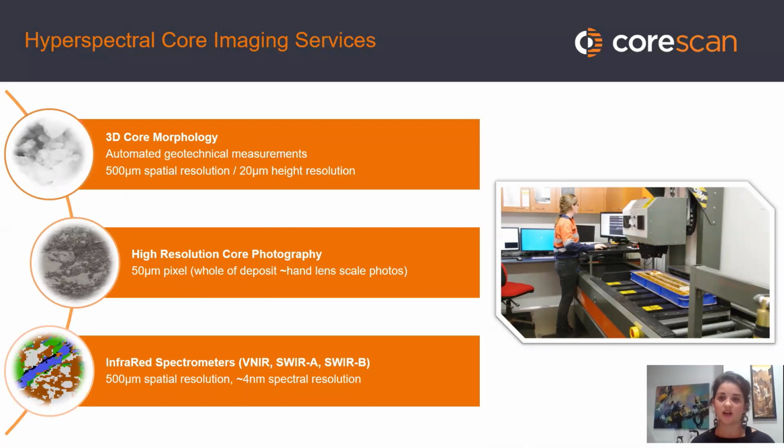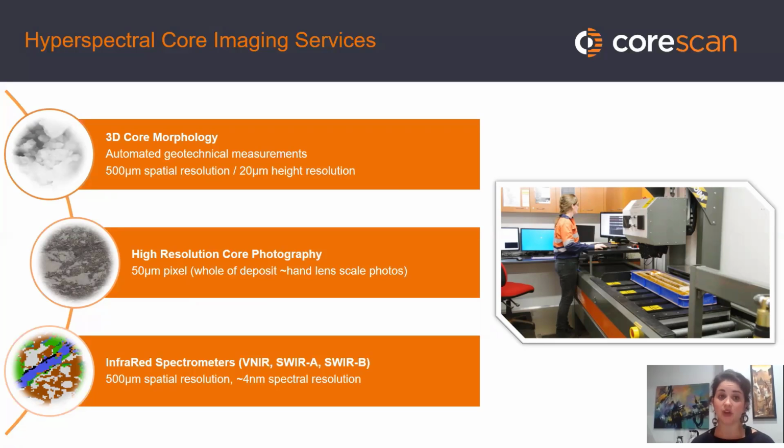Our services, when you talk about our spectrometer, we're giving you high resolution core photography, 50 micron pixels. So you're looking at the drill hole scale, at close to hand lens resolution. We have 3 completely co-registered infrared spectrometers, 1 in the VNIR and 2 in the SWIR. Those are at 500 micron spatial resolution and about 4 nanometers spectral resolution.